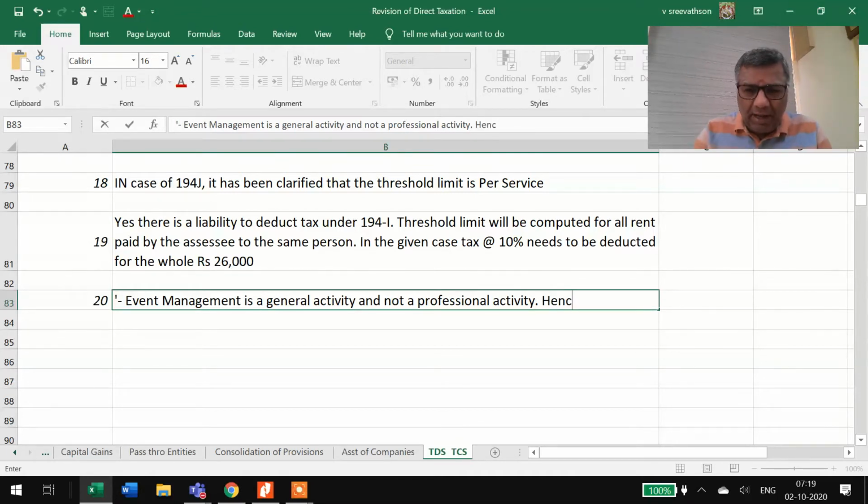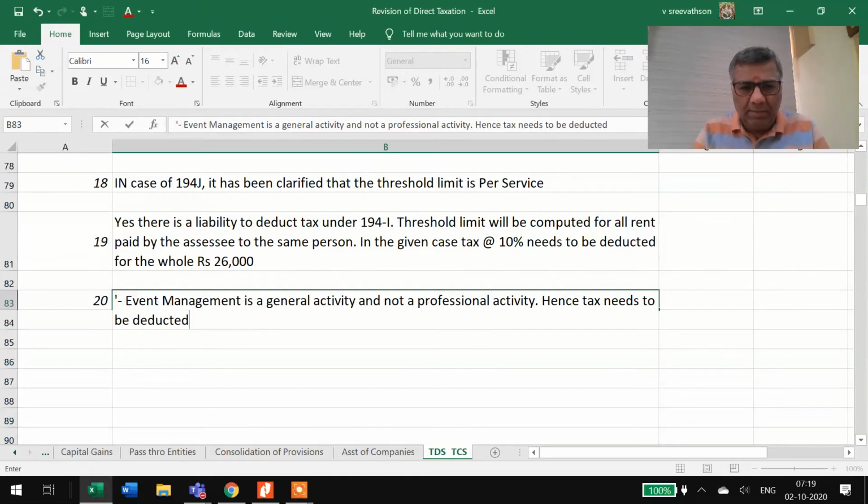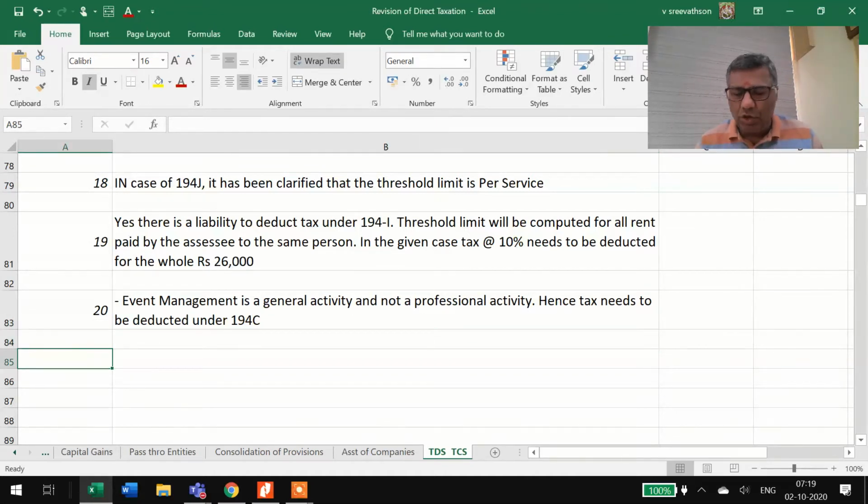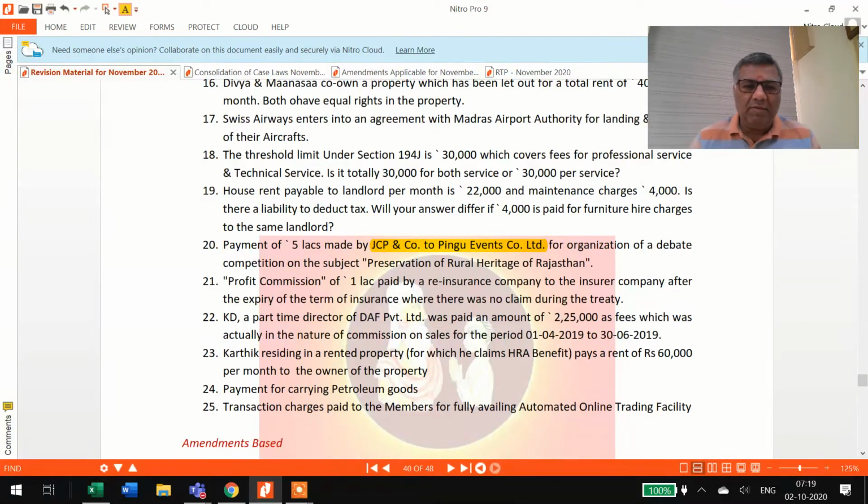Hence, tax needs to be deducted under 194C and not 194J. But case to case, there will be small variation. This question came when there was a circular or amendment. So that's why it's a case law. That's why it is still available.